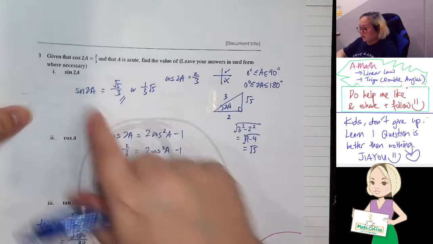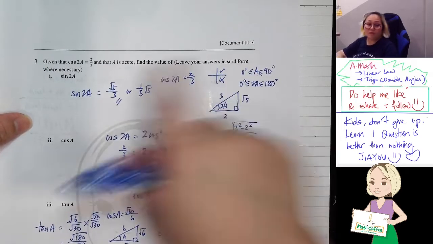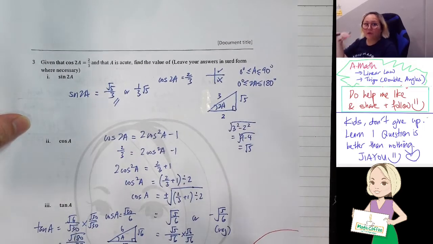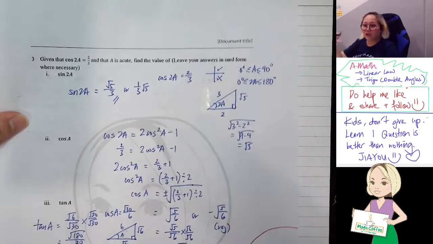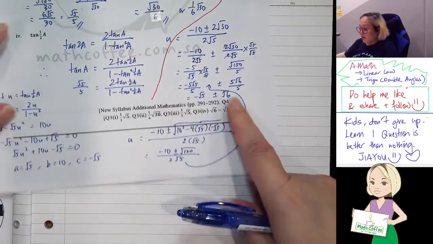And because you see the question says you must leave your answer in surds form. In other words, exact form. So the only way out is by using the quadratic formula and simplifying your surds. Okay, and we are not done yet.